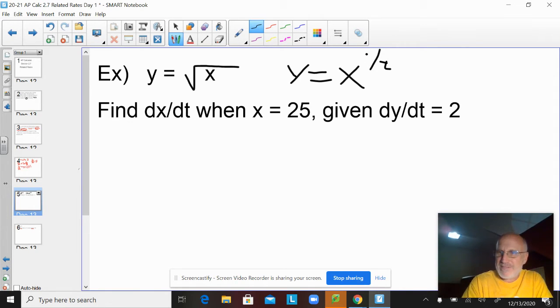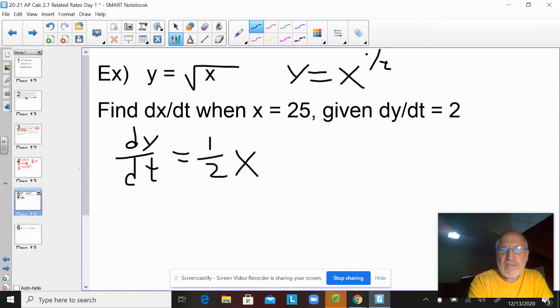Okay, now let's take the derivative of that with respect to time. So the derivative of y with respect to time is dy/dt. And the derivative of x with respect to t is 1/2 x to the negative 1/2 times dx/dt. Like I said, there we go again. We did it every time.